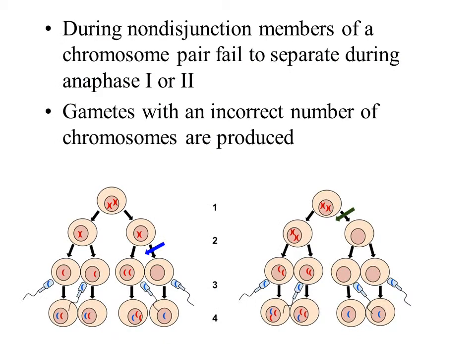During nondisjunction, members of a chromosome pair fail to separate during either anaphase 1 or anaphase 2. If this occurs, a gamete will be created that has an incorrect number of chromosomes.